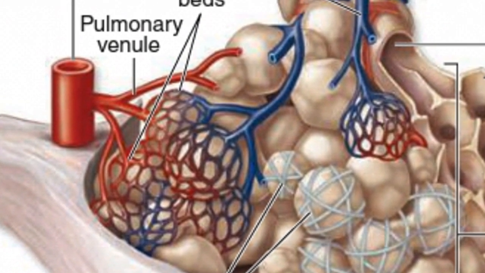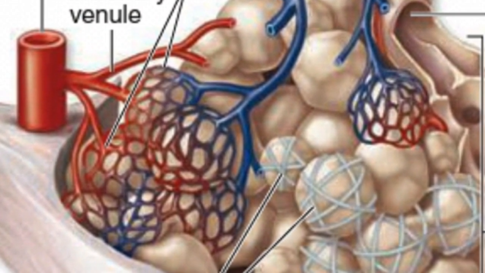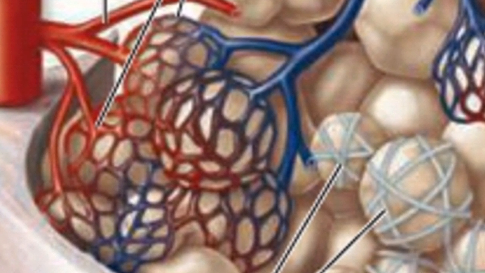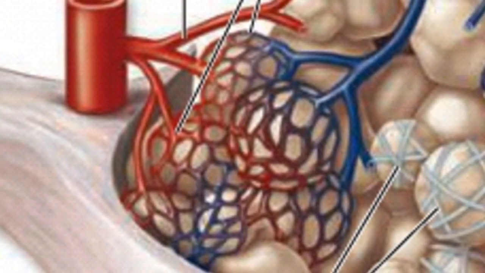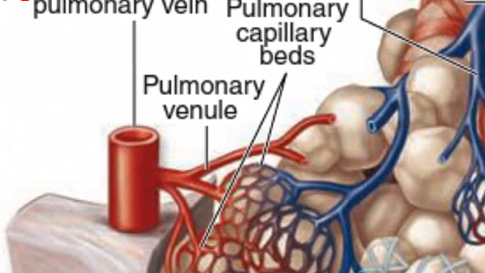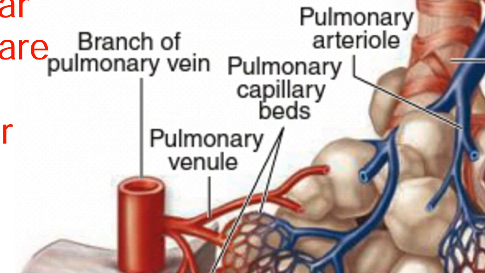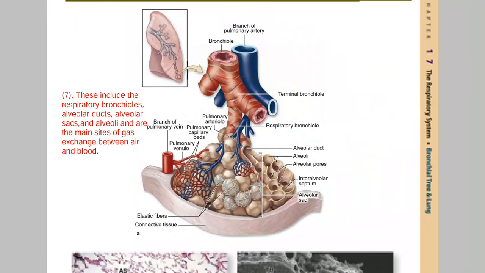Between the wall of the alveoli and the wall of the capillary, the O2 and CO2 exchange takes place. From the alveoli, the atmospheric oxygen enters into the blood of the capillary. That's why the color is gradually changing. On the right-hand side, you can see blue color in the capillary, and slowly it turns red because the gases are exchanged: O2 enters the capillary and CO2 is removed from the capillary and enters the alveolar space. These capillaries join together to form the pulmonary venule, and the pulmonary venules join together to form the pulmonary vein. So this is how the gases are exchanged.